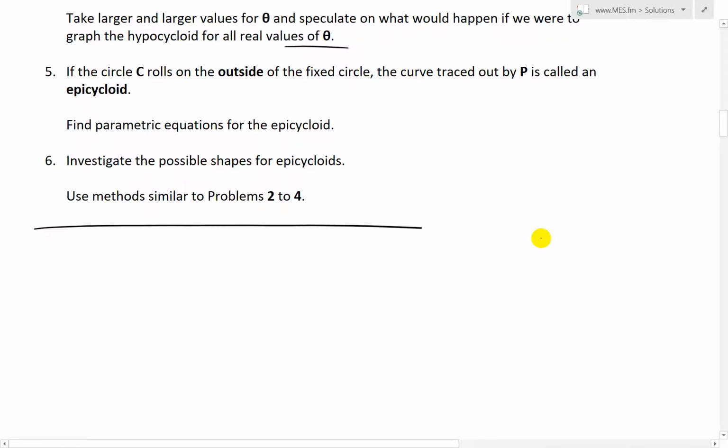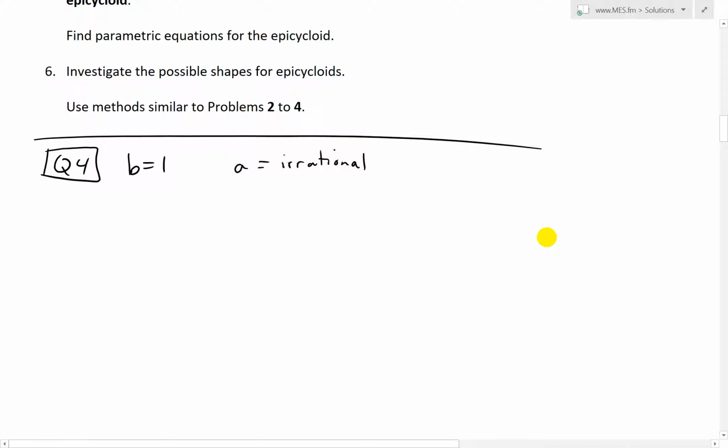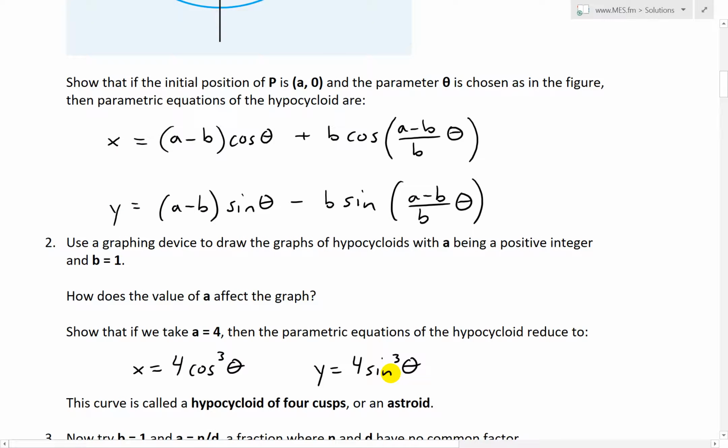So now let's write down our Q4. For this question, we know that b is equal to 1 and a is irrational. So if we write a minus b, this equals a minus 1. We also know that a minus b over b is a minus 1 over 1, which just equals a minus 1. So both of these equal a minus 1, and we can substitute that into the equations.